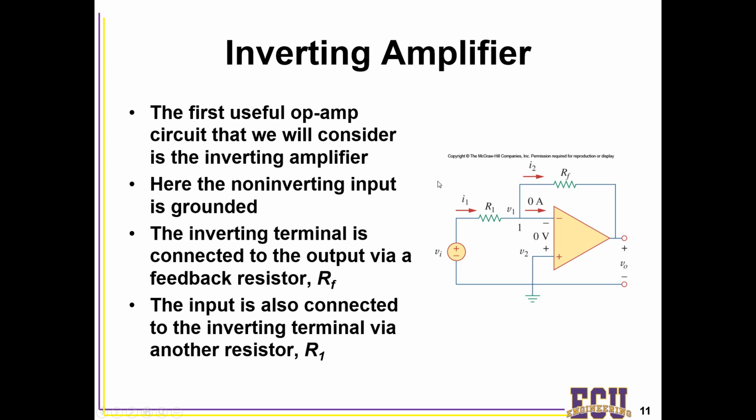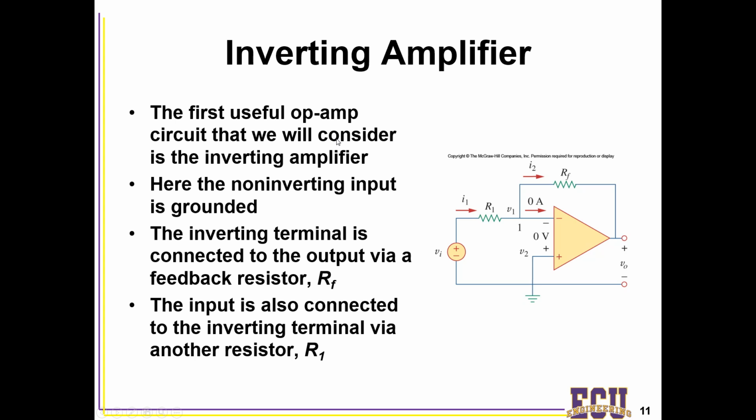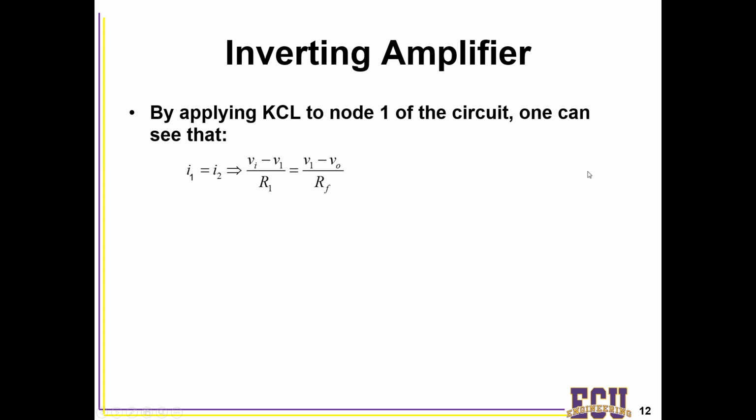And so if we put this mathematically, I1 equals I2, and using our same nodal analysis technique, this means (VI minus V1) over R1 equals (V1 minus V0) over RF. So here we see (VI minus V1) over R1, (V1 minus V0) over RF. And so those currents are equivalent.